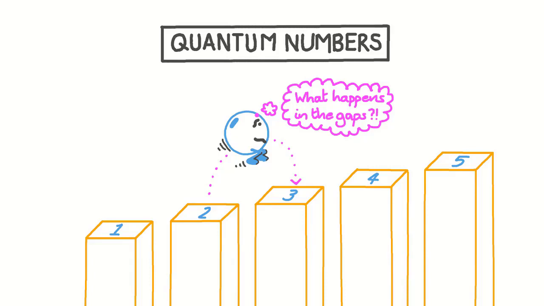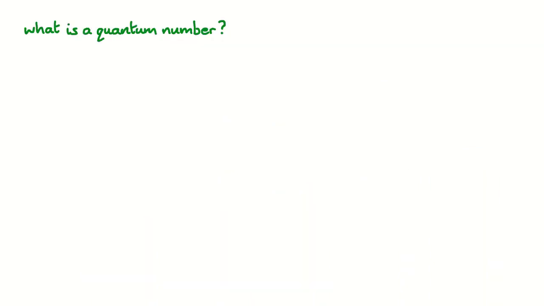In this video, we will learn about the quantum numbers that are used to describe an electron in an atom or ion. Firstly, let's define what a quantum number is. The word sounds quite strange to begin with.